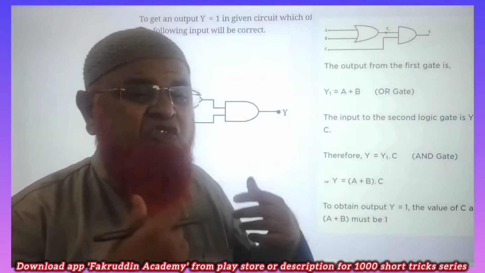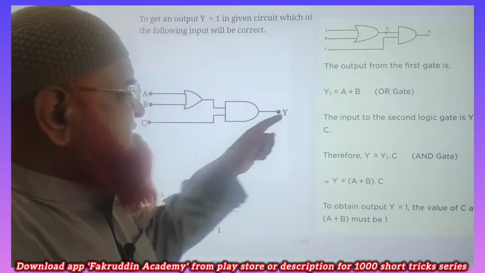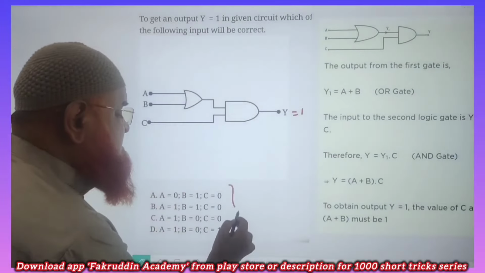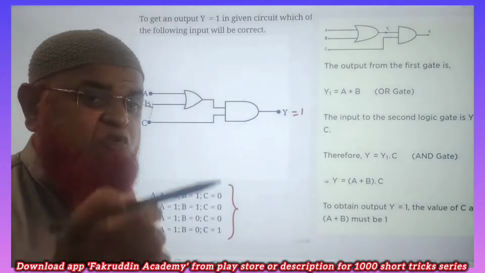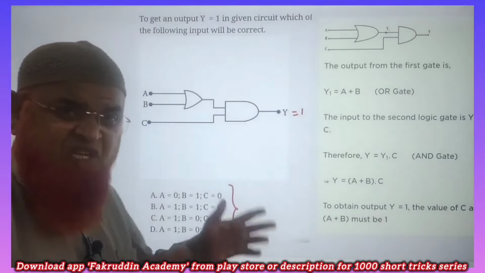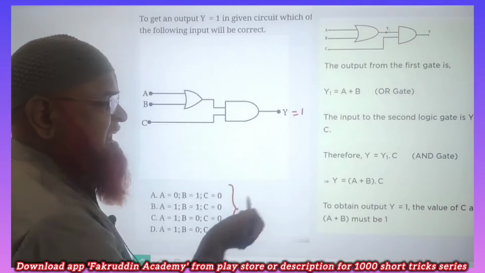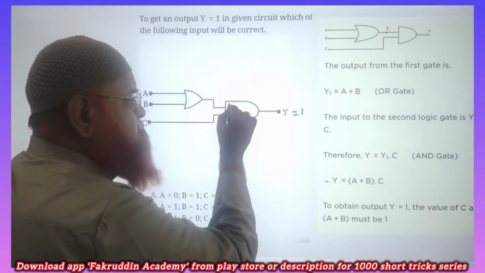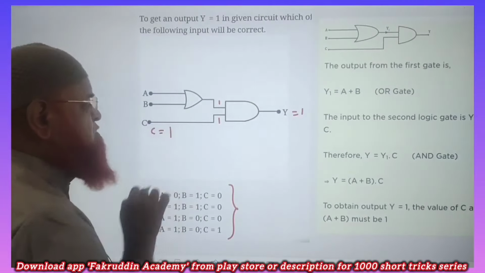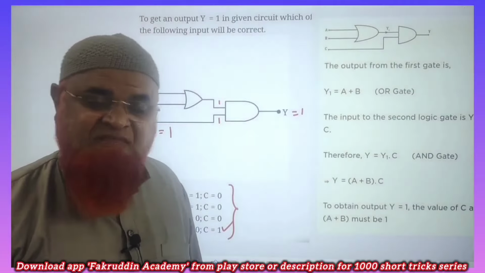It can be solved without Boolean algebra, without a truth table also. He is asking that the output should be 1, then what are the correct inputs? For this I will use the reverse method. I don't take inputs and find the output by using a truth table. I take the reverse method. I take Y is equal to 1 and this is an AND gate. Output is 1 when both the inputs are 1. That means C should definitely be 1 and your option is the 4th option. Thank you.